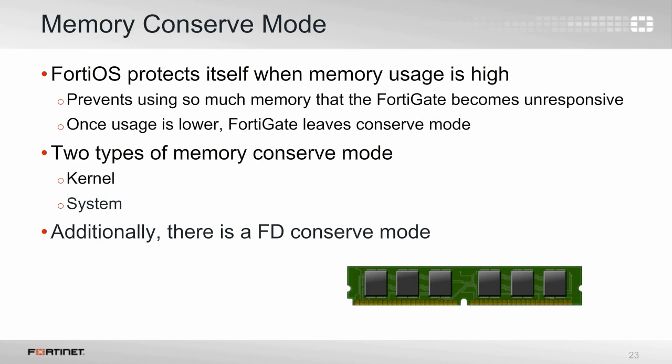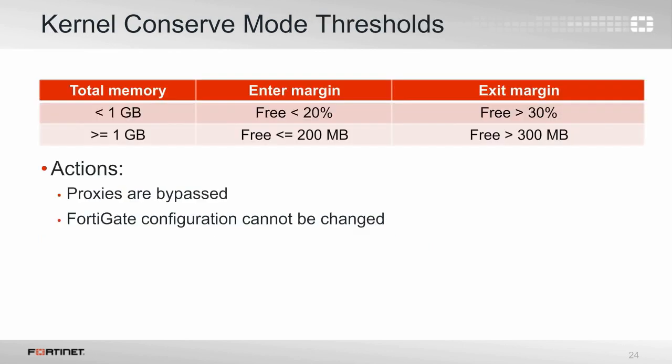There are two types of memory conserve mode: kernel and system. Two margins or thresholds determine when FortiGate enters and exits the kernel conserve mode. For all FortiGate models that have 64-bit CPUs, the margins for kernel conserve mode depend on the total overall memory. When a FortiGate is in kernel conserve mode, any proxy inspection is bypassed, and administrators cannot perform configuration changes.